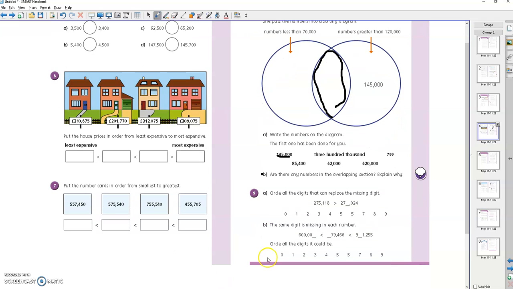And then finally, you've got the same digit is missing in each number. So you've got those numbers here. Circle all the digits it could be. So you've got to think, so here it's less than here, and this is also less than there. So what numbers could go in there? Remember, it's the same one for each one, but it could be more than one answer, if you see what I mean.